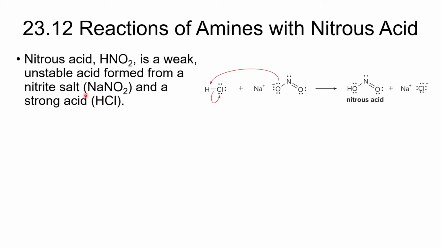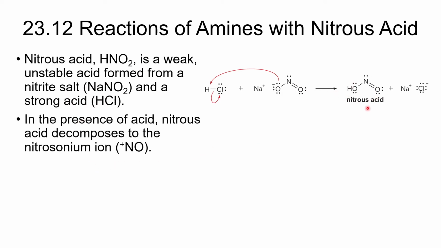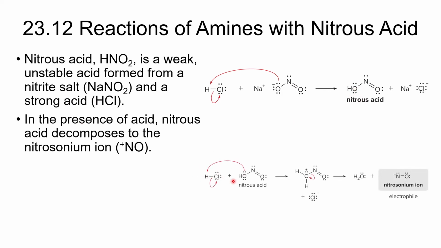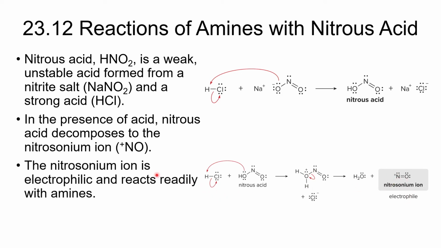You can form nitrous acid by taking the salt of that nitrous acid, like sodium nitrite, and reacting it with HCl. So you can protonate this and you'll get nitrous acid. Well, if you have more of that strong acid, then you can protonate the nitrous acid as well. When you protonate that nitrous acid, it will form an even more unstable ionic compound, it will lose H2O, and when it loses H2O, we're going to form nitrosonium ion.